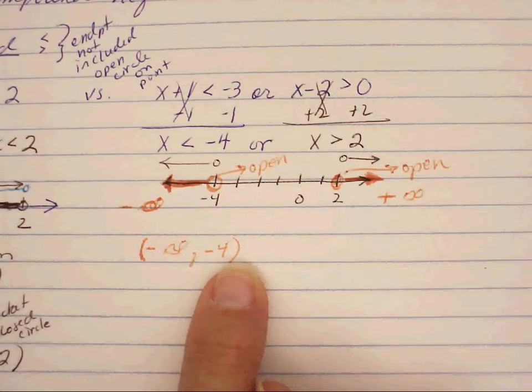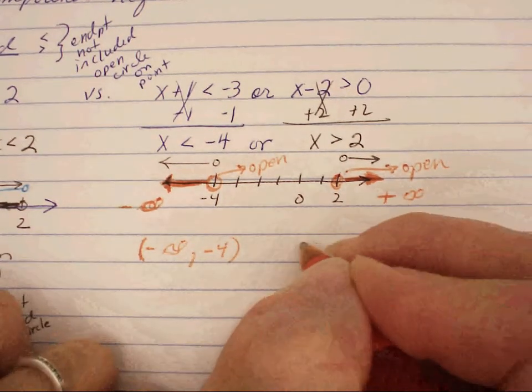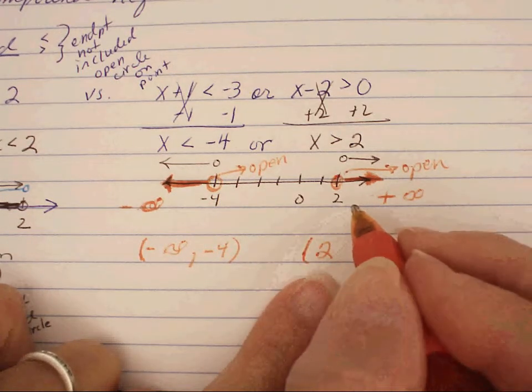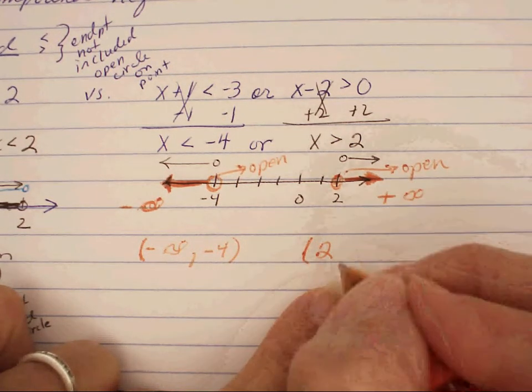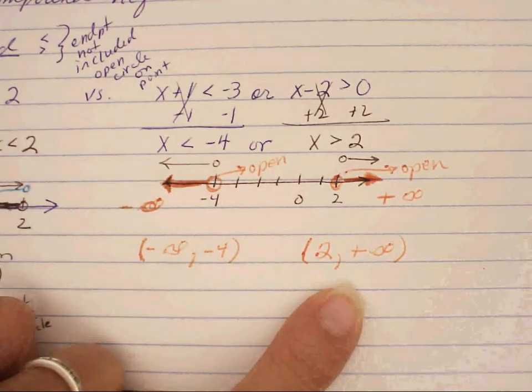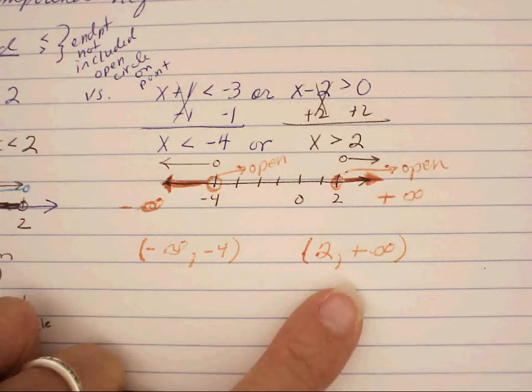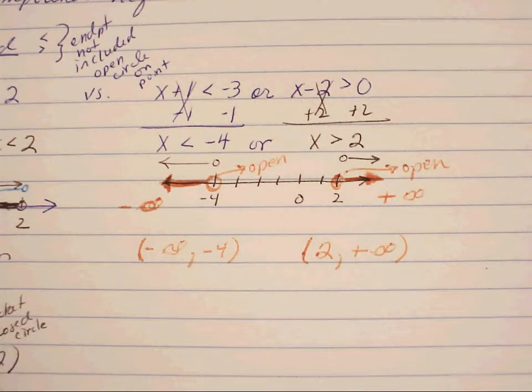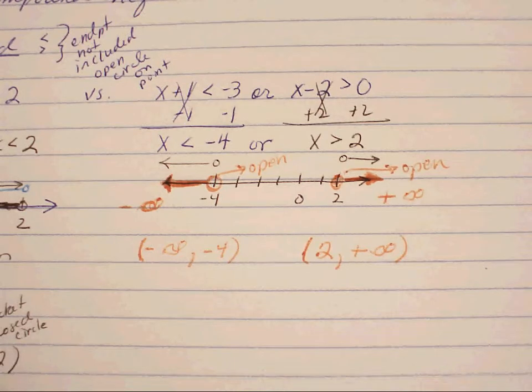Like, you can get to negative 4.00000000001, but can you ever get to negative 4? No, it's not included. On this end, reading left to right, we run into 2 next. 2 is not included. And can we ever officially get to positive infinity? No. So we have both of these answers.